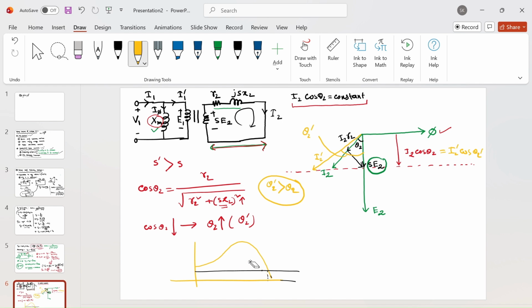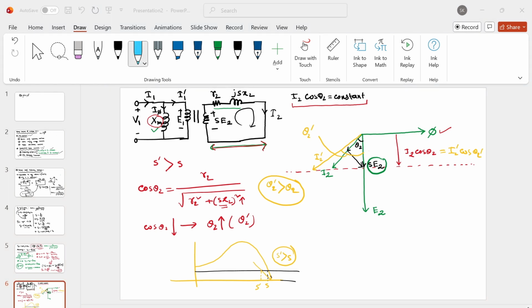Maybe I can draw it more accurately. So here you have the operating point now. Okay, so this is S prime, and this is your S, okay? And S prime is more than S. So this is the thing that will happen.